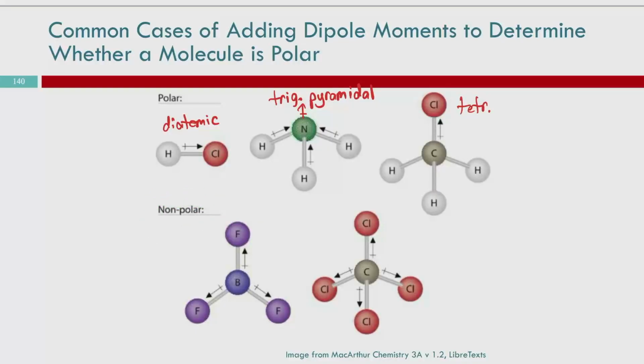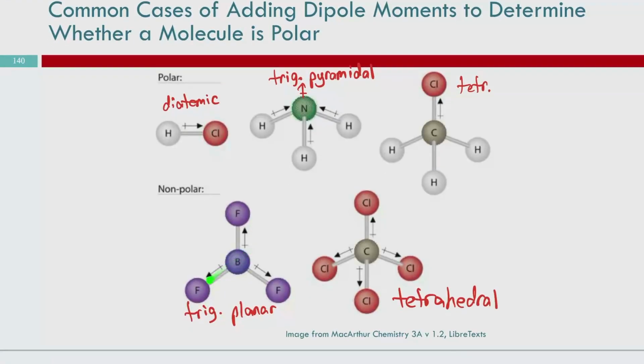For nonpolar things, we've got a trigonal planar shape. If you're scared, just bear with me. And we've got a tetrahedral shape. For our trigonal planar shape, all the bonds are the same. For our tetrahedral shape, all the bonds are the same. And these are as spread out as they can be because of the way that valence shell electron pair repulsion theory works. If we get three things, they're completely spread out.